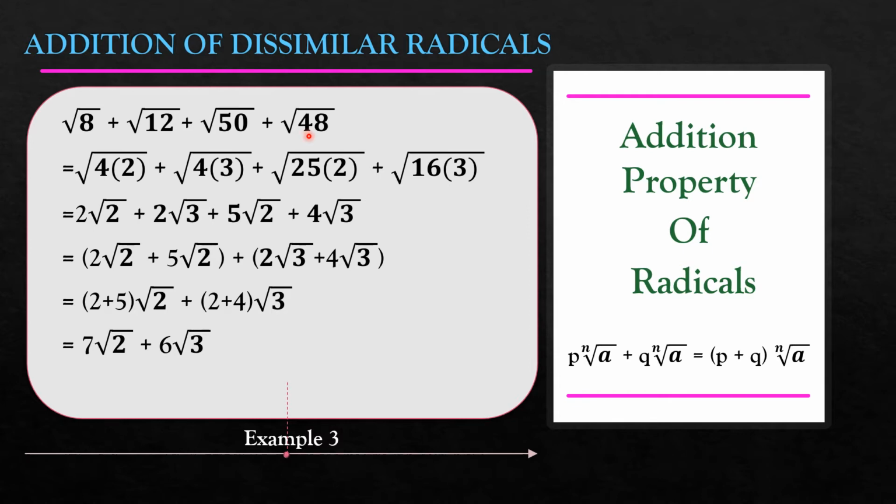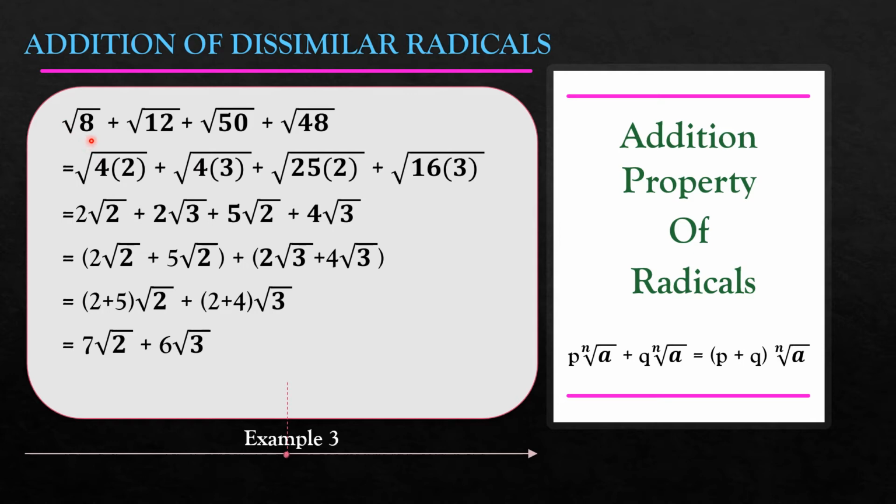Yun nga lang, para magamit natin si addition property of radicals, kung makikita nyo dyan, kailangan meron silang common radical. So, ang gagawin natin dito, para ma-add natin si square root of 8 plus square root of 12 plus square root of 50 plus square root of 48, we have to simplify the given radicals, or we have to simplify the addends first. Simplify po muna natin yan. Paano po natin gagawin yon?